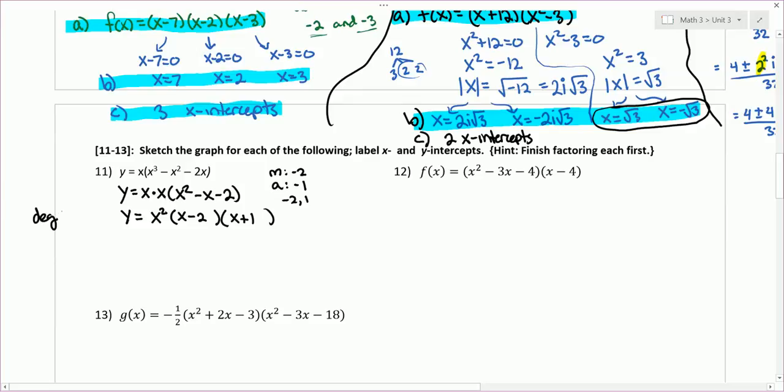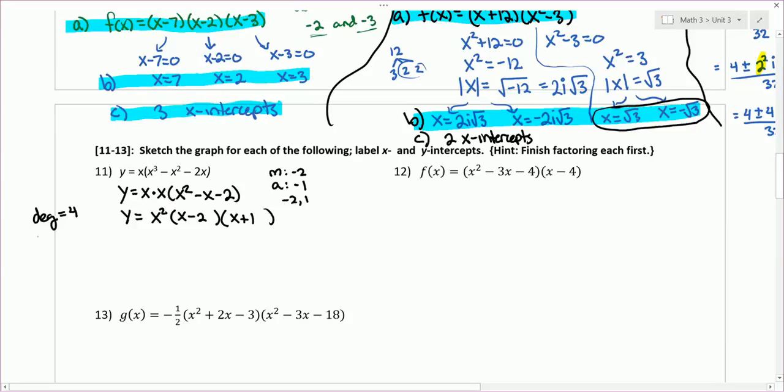So our degree is equal to 4. X squared carries a degree 2. The x minus 2 carries a degree of 1. And the x plus 1 carries a degree of 1. So you add the degrees of their factors up, 2 plus 1 plus 1, to get the degree of your total polynomial. The reason this is degree 4 is if we multiplied everything out, we would start with an x to the 4th, and that's where we get our degree from.